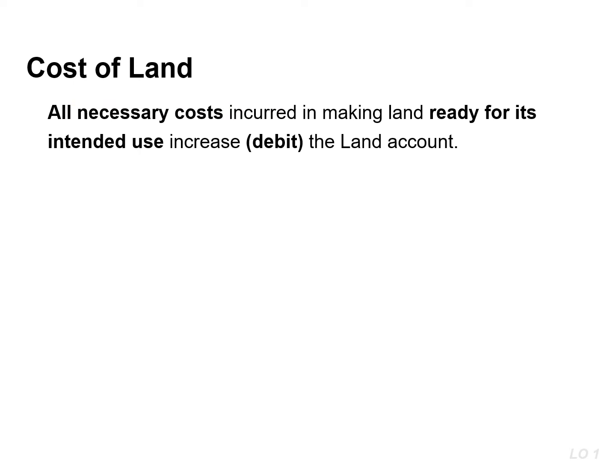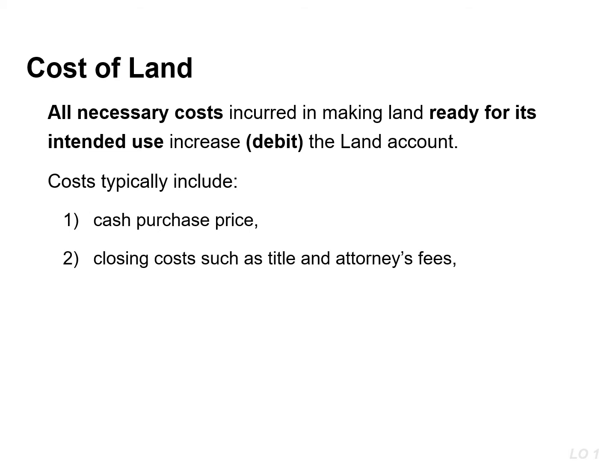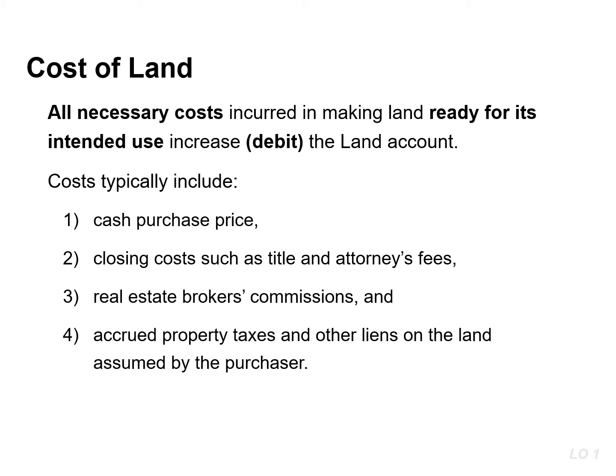Companies use land as a building site for a manufacturing plant or office building. The cost of land includes all necessary costs incurred in making the land ready for its intended use. Costs typically include the cash purchase price, closing costs such as title and attorney's fees, real estate broker commissions, and accrued property taxes and other liens on the land assumed by the purchaser. These costs increase the land account.